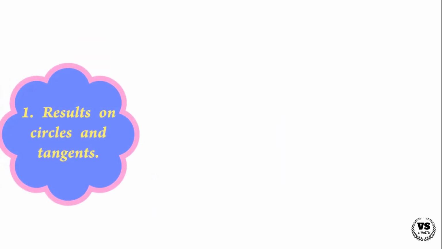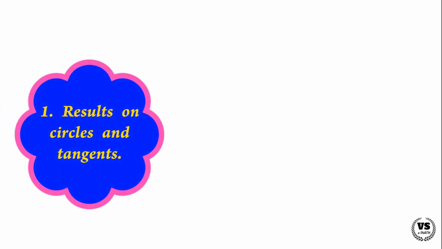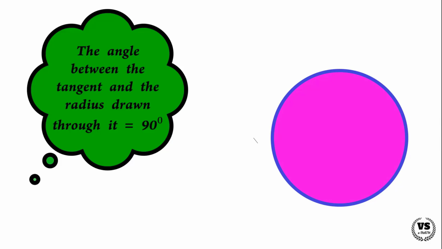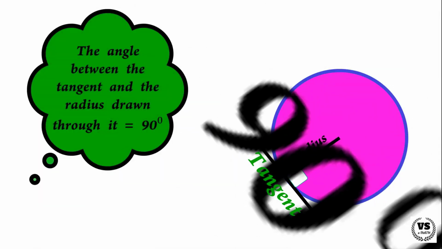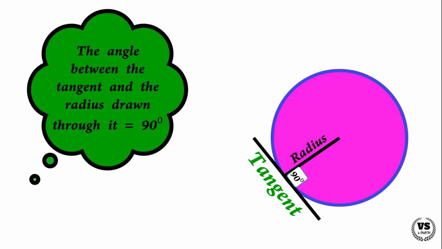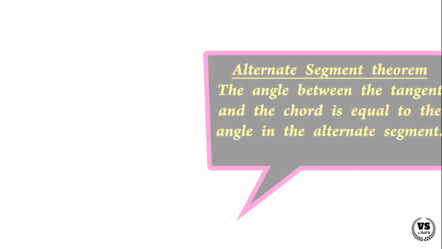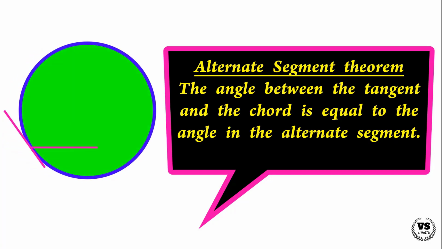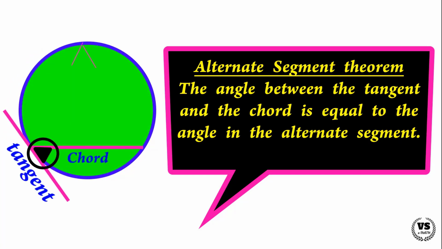Since a circle is involved here, let us recollect the results on circles and tangents and the alternate segment theorem. You would have studied that the angle made by a tangent and the radius drawn through it is always 90 degrees. Secondly, the alternate segment theorem states that the angle between the tangent and the chord is equal to the angle in the alternate segment.